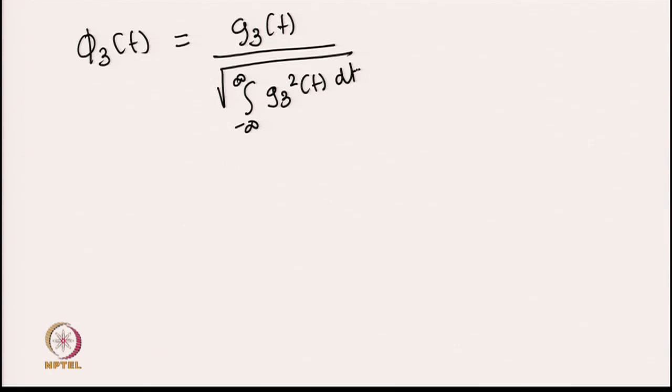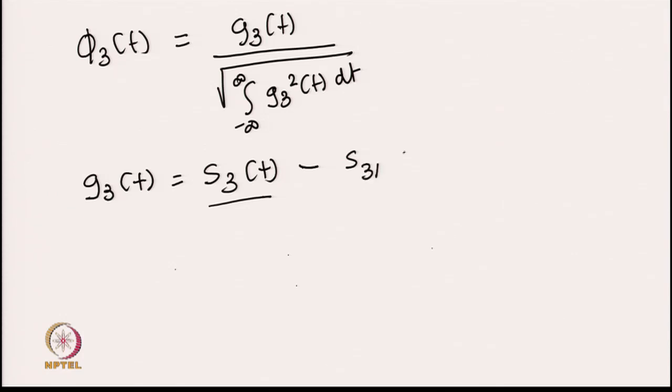And what is this G3T? G3T can be simply obtained if you subtract from the third signal. So, let us assume my third signal is S3T, and if I subtract from this S3T the projections of this S3T in the direction of phi 1 t and phi 2 t, then G3T would be given by this.